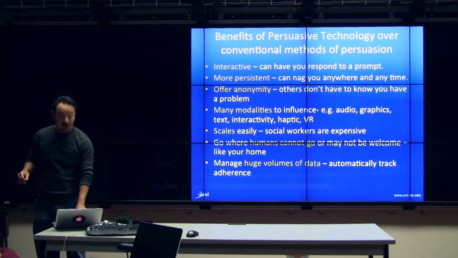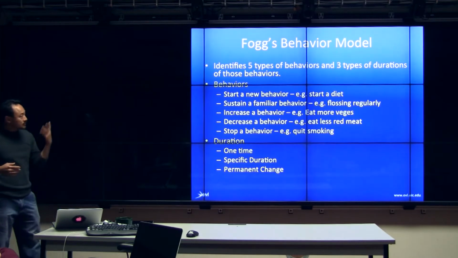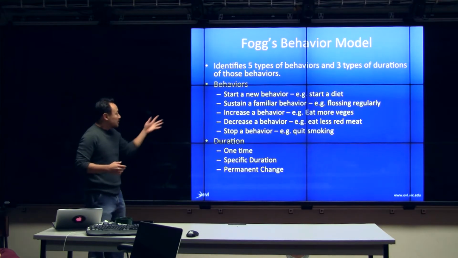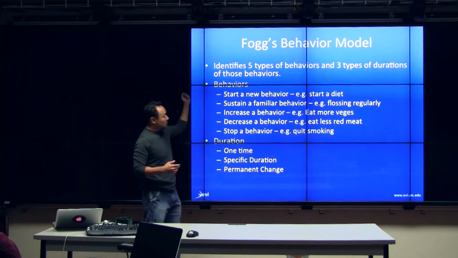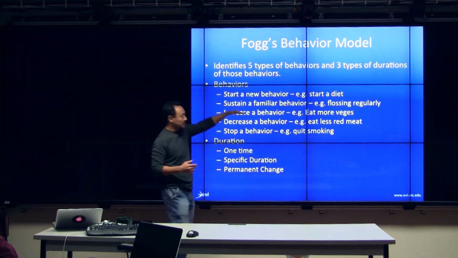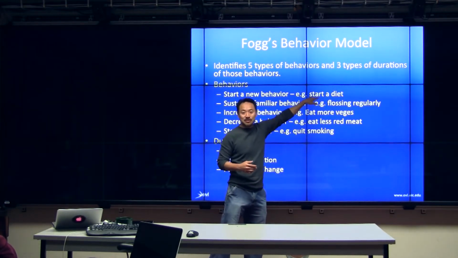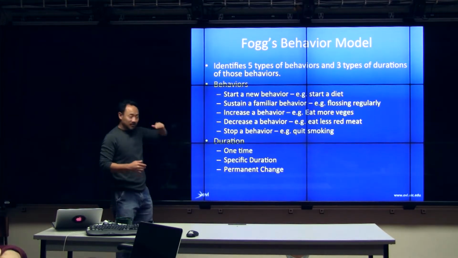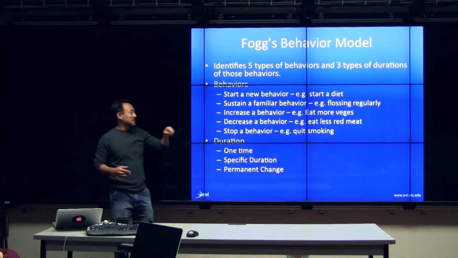So in Fogg's behavior model for captology, he identifies 5 types of behaviors and 3 types of durations. The 5 types of behaviors people typically want to do are: they want to start some new behavior, or they want to sustain a familiar behavior, like flossing regularly, or starting a diet. This happens every January, right? The New Year's resolutions period. And in fact, you can see a spike in the sales of sports equipment roughly around December, January.